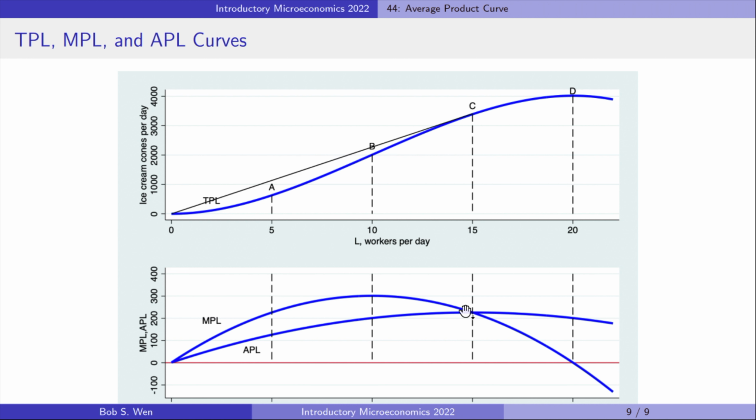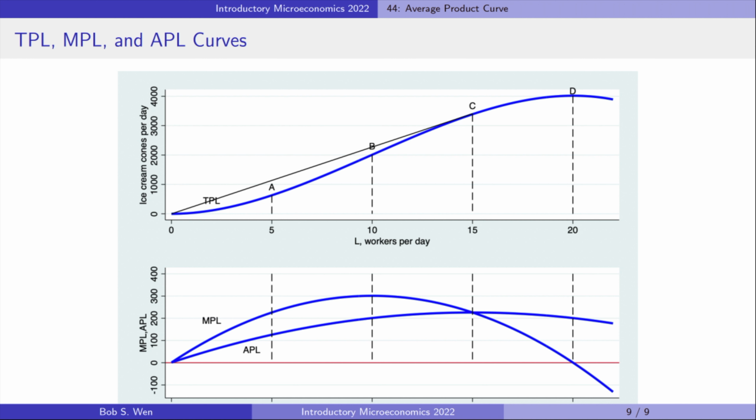We can see this from the total product curve. We know that the slope of the total product curve at a given point is the marginal product. That is, the marginal product equals the slope of a straight line that is tangent to the total product curve at a given point.